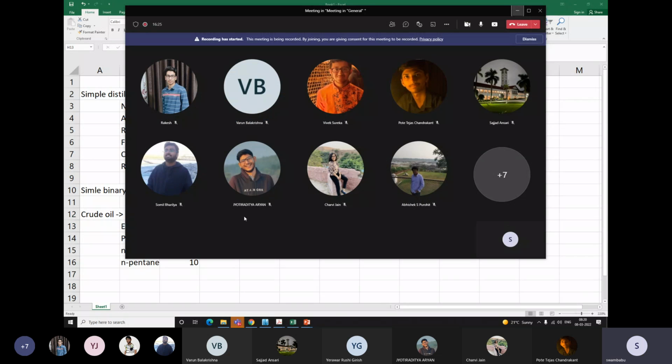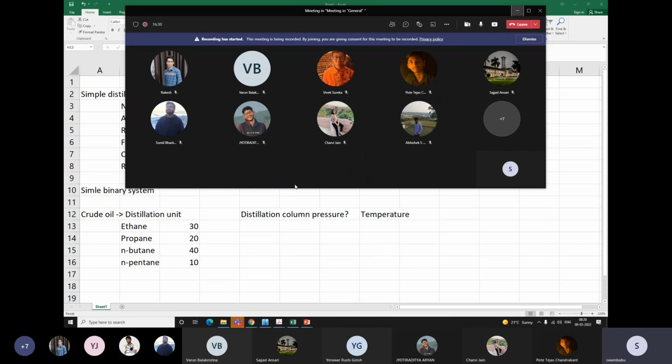Come on, students, I want your input. So here the components are there, and I wanted to know what pressure I should operate at. Can I operate this distillation column at atmospheric pressure or not? That is the first question. Rakesh, can you give an idea? Can we operate at atmospheric pressure?